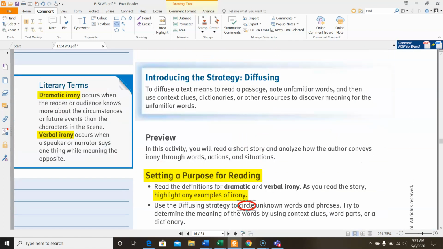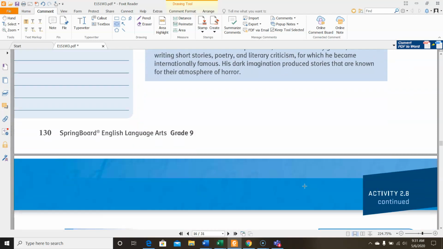We have dramatic irony. That's when the reader or audience knows something that the main character doesn't know. And verbal irony, which occurs when a speaker or narrator says one thing while meaning the opposite. Another word for verbal irony, by the way, is sarcasm. So when somebody's sarcastic, they're using verbal irony. So let's go down and read the story.